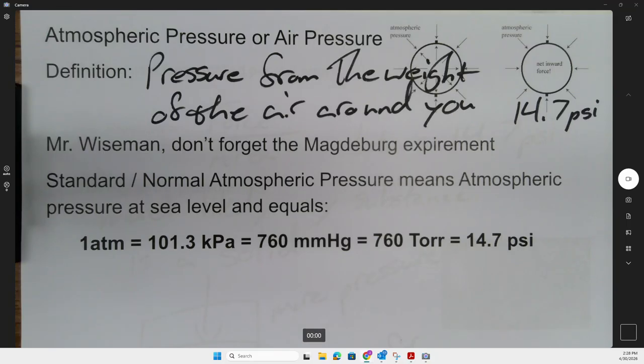As I keep pulling air out of my system, eventually my water will start to boil. Again, by lowering the pressure of my system, it lowers the temperature that my water needs to boil at. We're going to see that when we hit our phase diagram in a second.